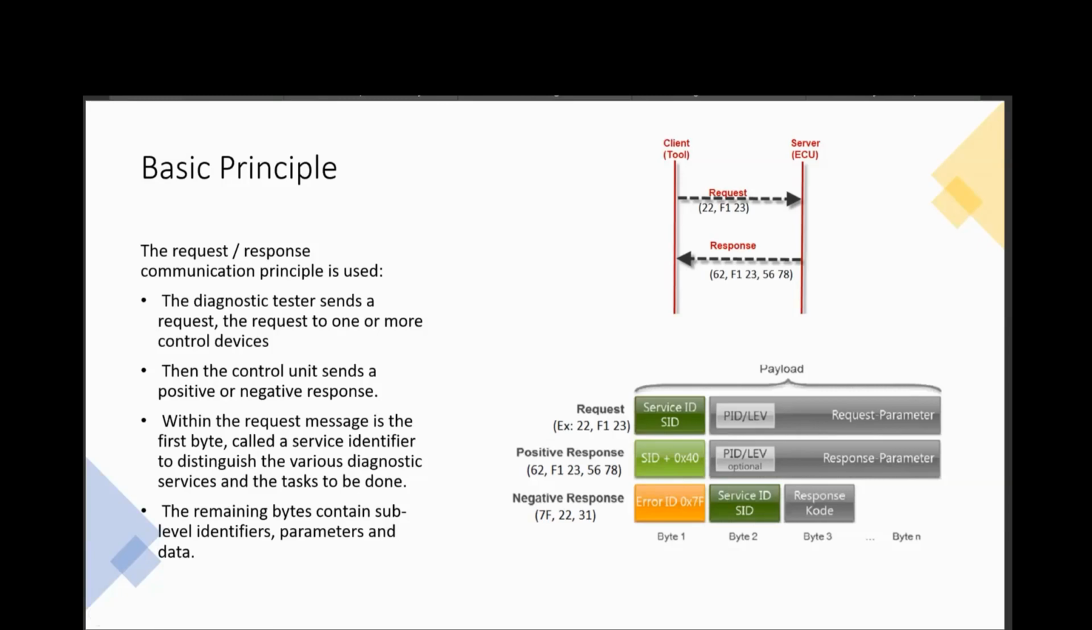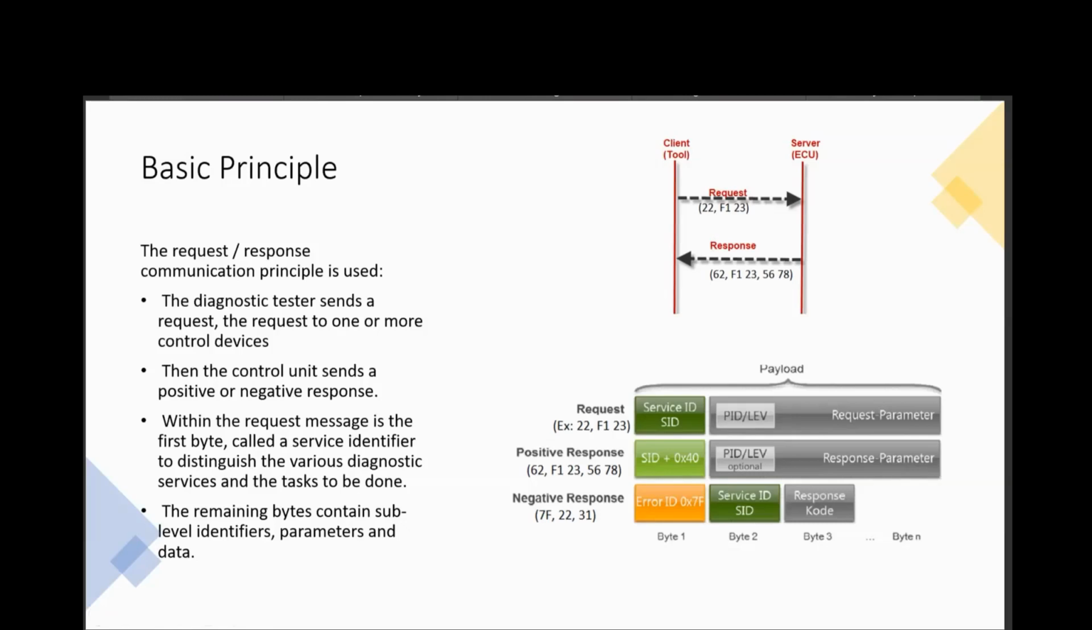Let's see a simple example of request and response, just to understand the basic functionality. We are using the RDBA service here. RDBA is nothing but read data by identifier. The service ID is 22 here. This is the example request format that starts with service ID 22, followed by the DID. DID is nothing but data identifier.